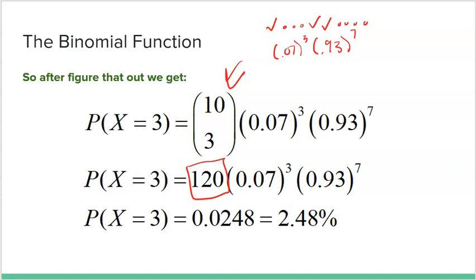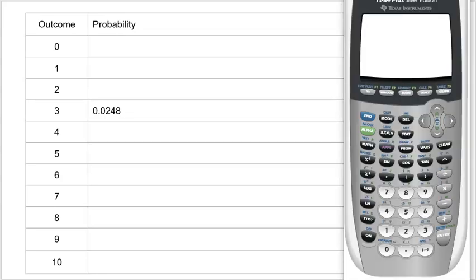So then all you've got to do to find the probability of 3 successes is multiply the 120 times 0.07 to the third times 0.93 to the seventh, and voila, you get the answer, 0.0248, 2.48%. Now listen, all we did was find the probability of 3 successes. We now need to find the probability of 0, 1, 2, 3, 4, 5, 6, 7, 8, 9, or all 10. But listen, if you understand the process, it should now go a lot faster with our calculator.